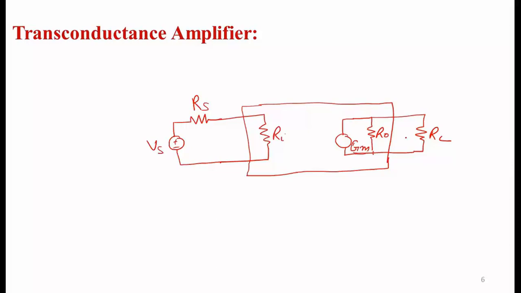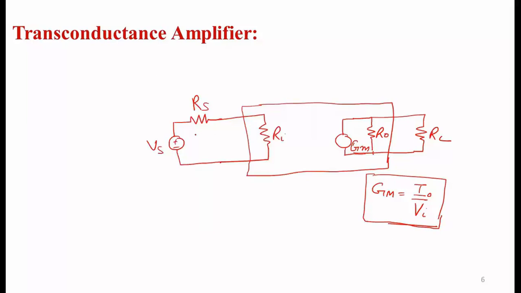Since on the output side we receive the current and on the input side we supply the voltage, the transfer gain is GM, where GM is equal to I upon V. I is the output current and V is the input voltage, VI.